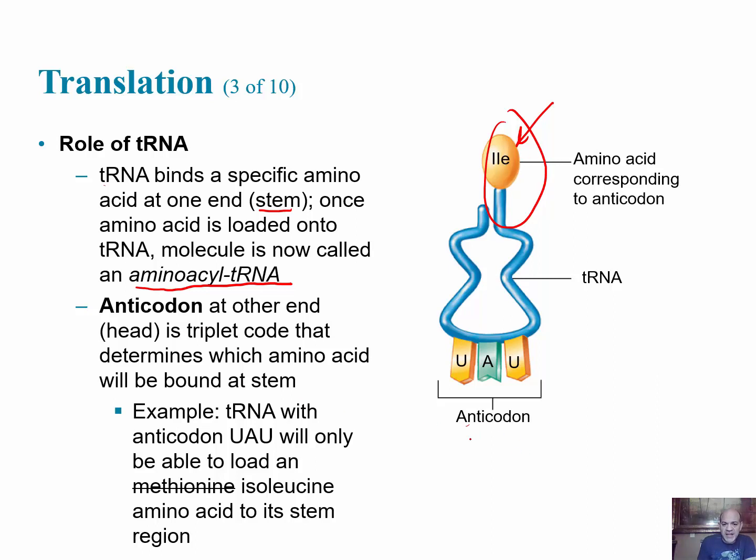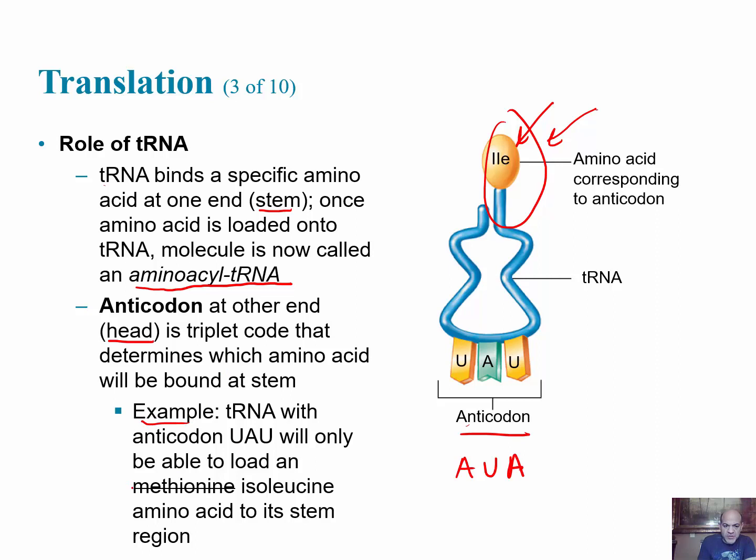It's also going to have an anticodon on the other end, or the head end right there, and that anticodon that's right here, in this case UAU, is complementary to the codon that codes for this amino acid. So the codon, the actual match on the mRNA, the messenger RNA, would be AUA, and AUA actually codes for isoleucine. So this particular anticodon matches with that specific amino acid, right?